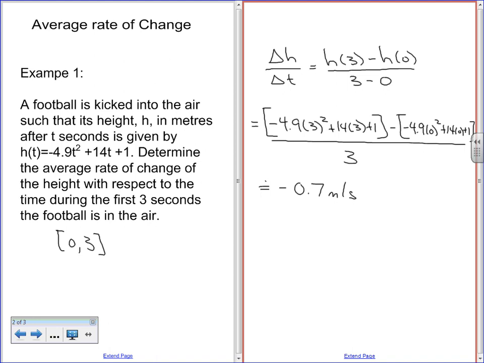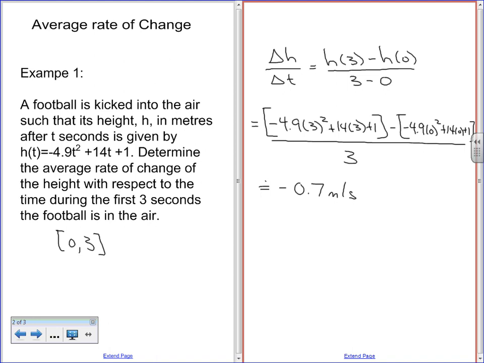The approximate answer is negative 0.7 meters per second. Okay? So if I say on average the rate of change between the height and the time is negative 0.7 meters per second, that means the football is moving at a speed of 0.7 meters per second on average.